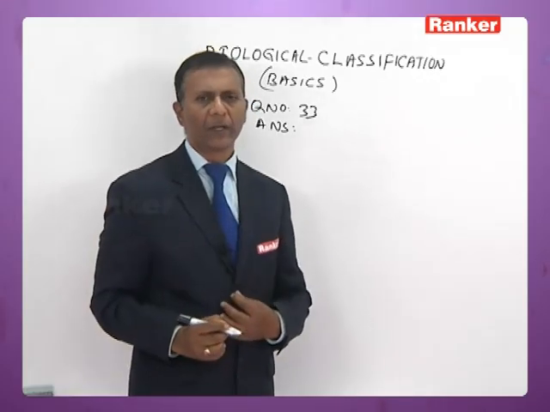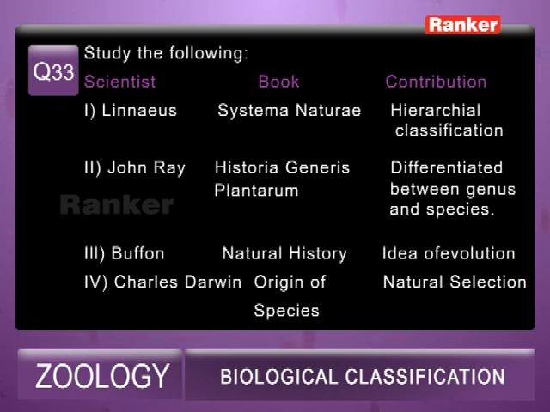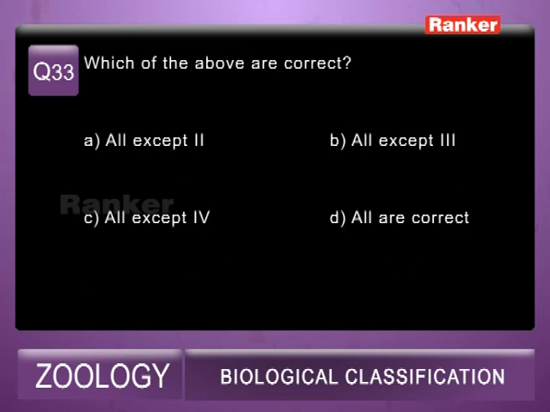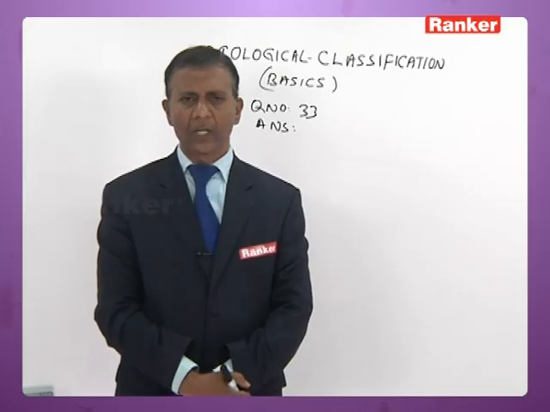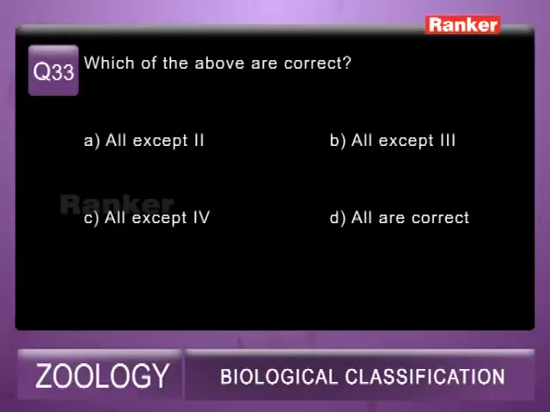33rd question here. Match the following, in table form. Number 1, Linnaeus, Systema Naturae, hierarchical method of classification, that is correct. 2, Genre, Historia Generalis Plantarum, differentiated between genus and species, is correct. Third one, Buffon, Natural History, idea of evolution, is correct. Fourth option, Charles Darwin, Origin of Species, natural selection, is also correct. Now which of the above are correct? A, all except 2, B, all except 3, C, all except 4, D, all are correct. So all the options are correct here. So the answer is D, all options are correct.